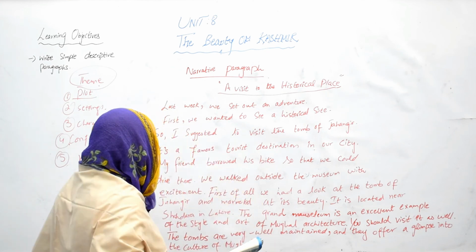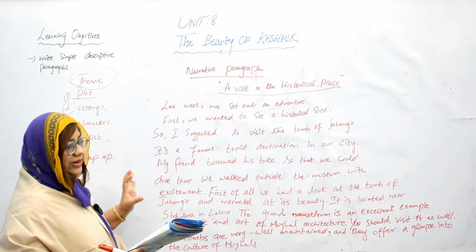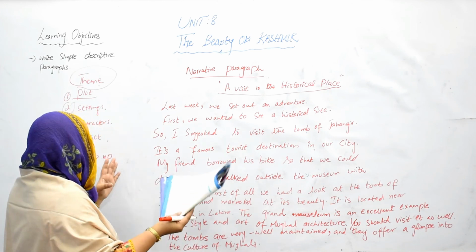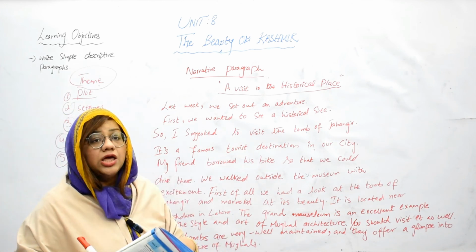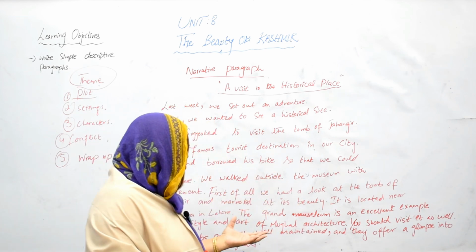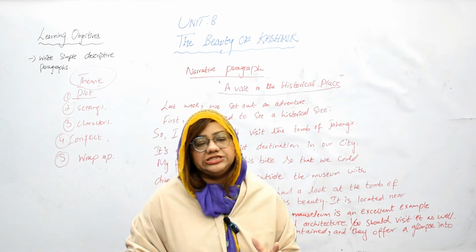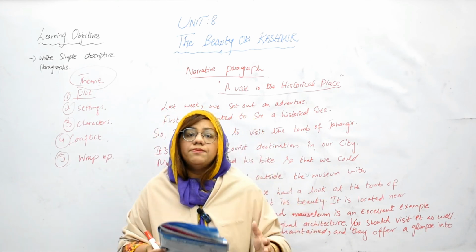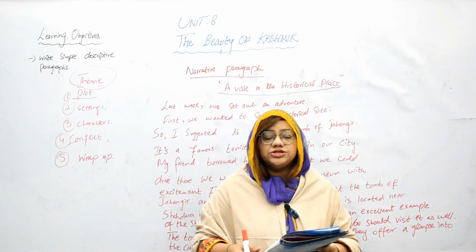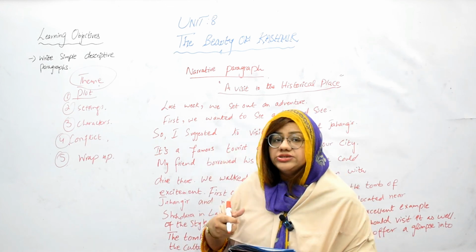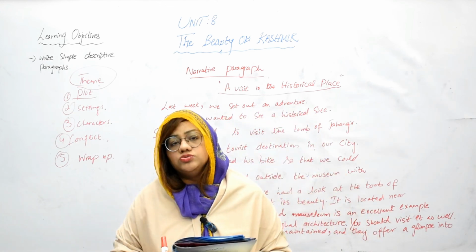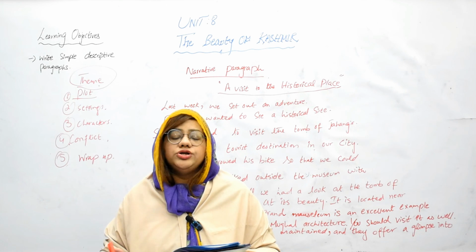So here I included all the parts. I explained the characters, I explained the plot settings, I explained the conflict and resolution, and I also explained the proper wrap up of that narrative. So this is all about it. Please do write it in your own words by grasping the concept from here, and have it checked by your parent or your teacher.